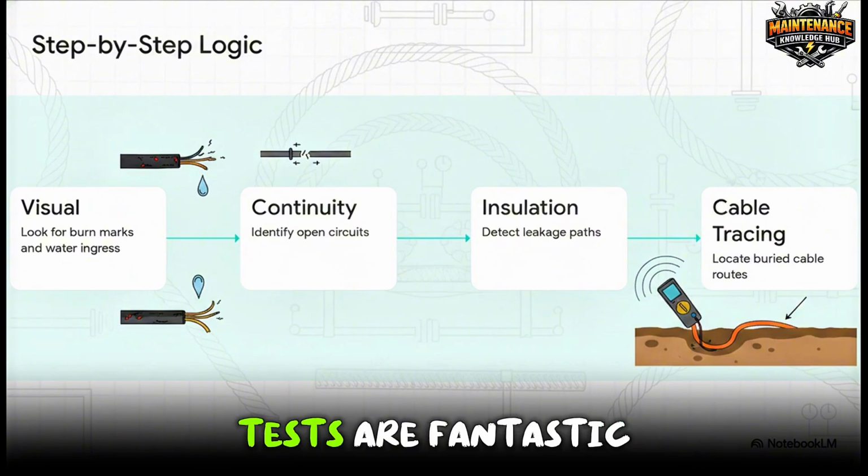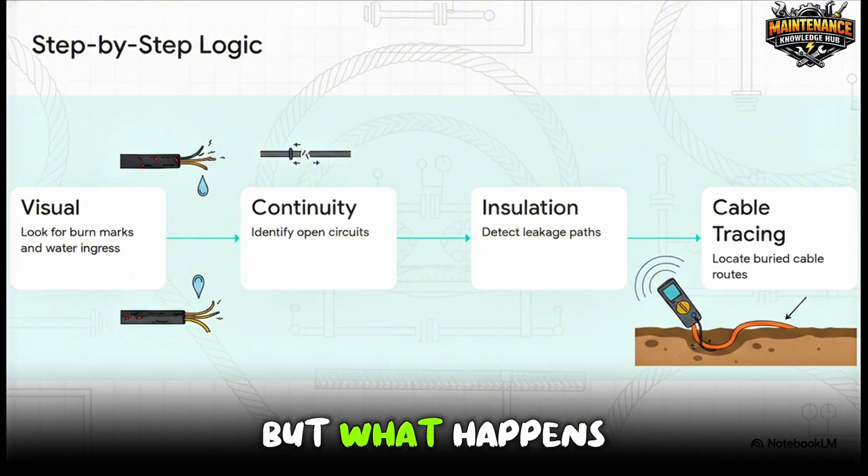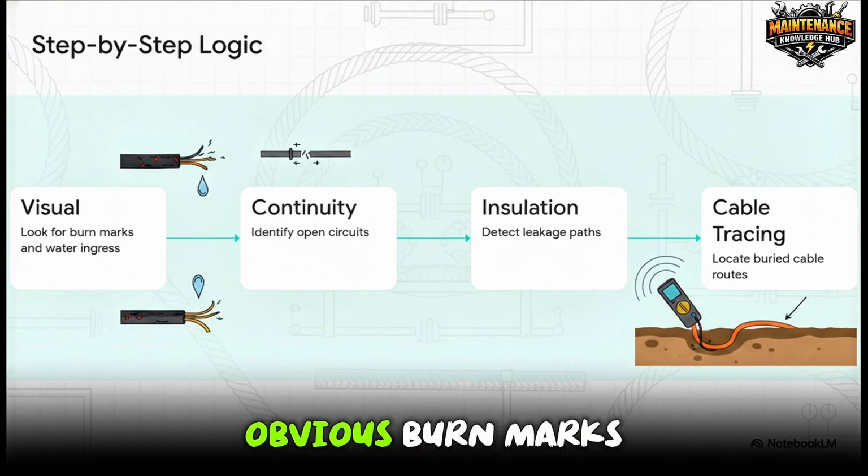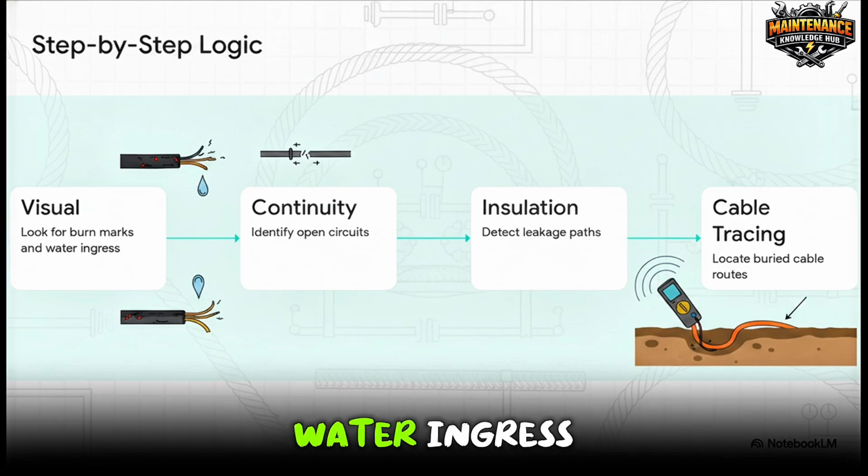So all those previous tests are fantastic for prevention, but what happens when a test actually fails? Finding a fault in miles of industrial cable requires some serious, step-by-step methodical logic to narrow down the suspect pool. Step 1 is always a visual inspection. You're hunting for obvious burn marks, physical trauma, or water ingress.